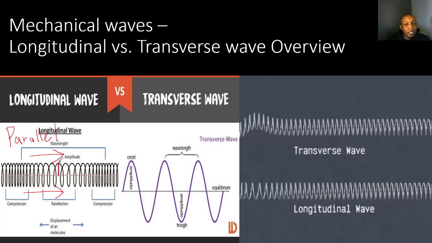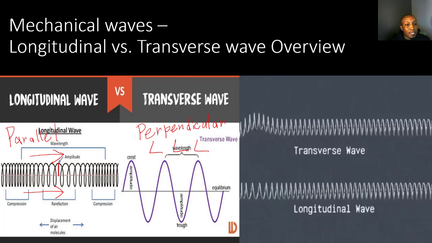So they travel parallel to the medium. And we said transverse waves actually travel perpendicular to the medium. So let me put that up here as well. And when we say perpendicular, that means they travel at right angles to the medium. So they're traveling at right angles.